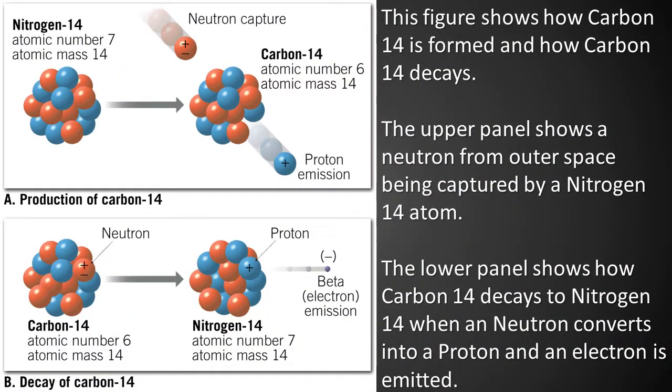This figure shows how carbon-14 is formed and how carbon-14 decays. The upper panel shows a neutron from outer space being captured by a nitrogen-14 atom. When this happens, the atom emits a proton and becomes the isotope carbon-14. The lower panel shows how carbon-14 decays to nitrogen-14 when a neutron converts into a proton and an electron is emitted. Note how the atomic number, based on the number of protons, changes and how the atomic mass, which is protons plus neutrons, stays the same.